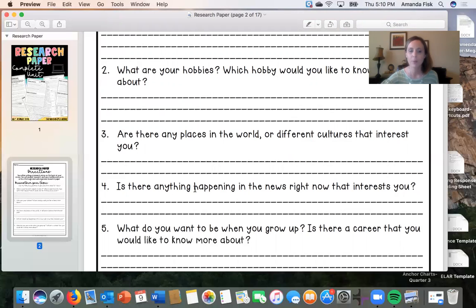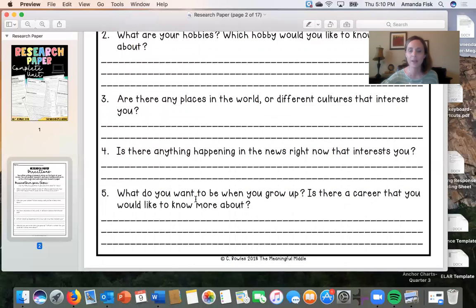Number 4 says, is there anything happening in the news right now that interests you? I mean, obviously in the news right now, we have so much that we could focus on. I would want to research what are the methods that they're using to try to come up with a cure for COVID-19? Or what are some things that they're doing that are positive to try to help people? So maybe I would choose that.